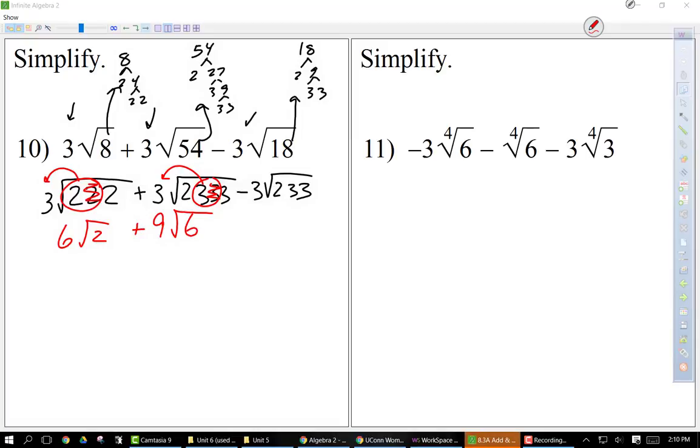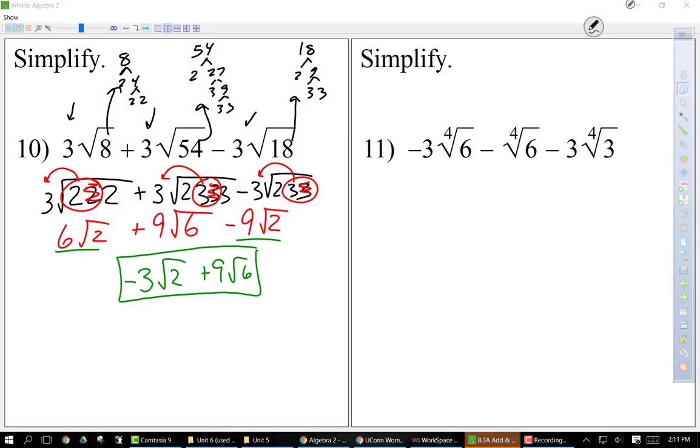Minus. Group of 2 3s, 1 pops, 1 gets crossed. It becomes a 9. 3 times 3 is 9. Square root of 2. I have a root 2 and a root 2. 6 minus 9 is negative 3, root 2, plus 9 root 6. I'm done. Now, let's look over here at 11.